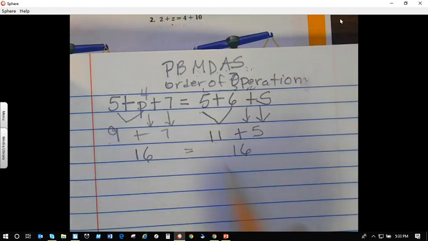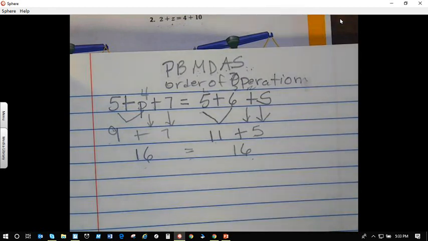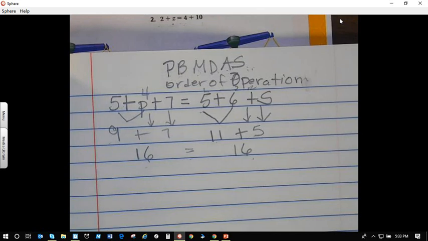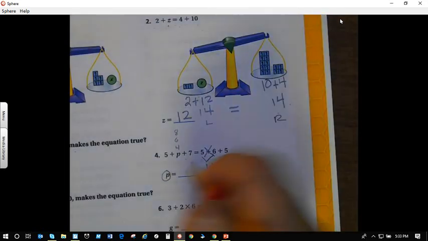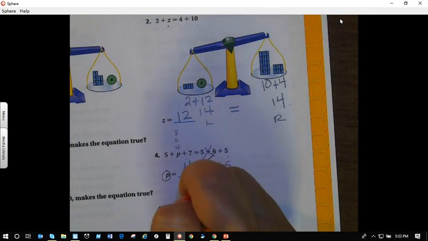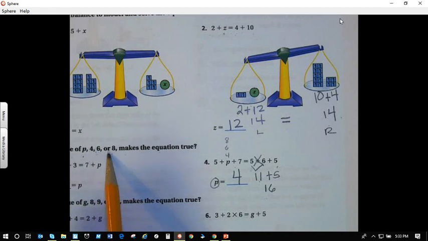So is 16 equals 16? Do the left and the right sides balance? Yes, they do. So I got that right off the bat. That was kind of a lucky shot. So my answer over here is going to be 4. I know that 6 won't work because I would put the same thing in there, and 8 won't work.